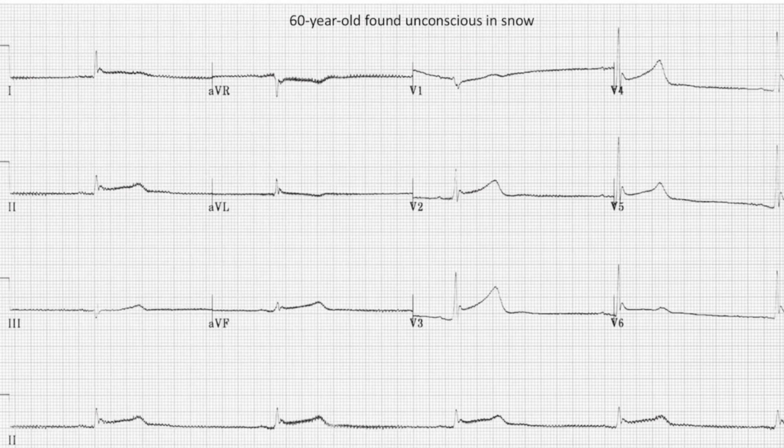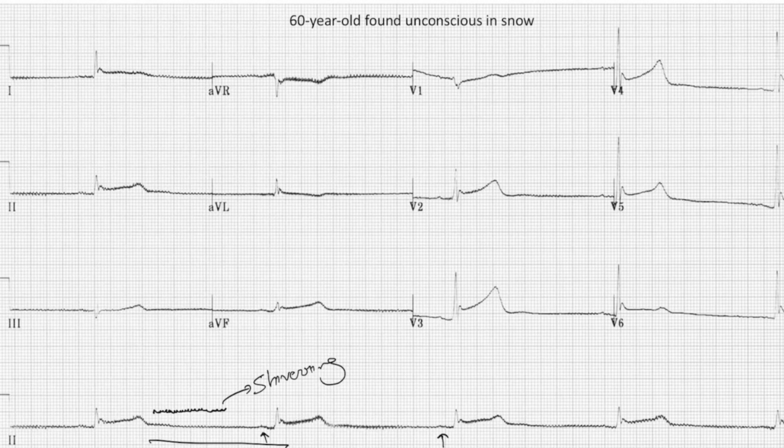So this is of a 60-year-old who's found unconscious in snow. So the rate seems to be less than 30. The axis seems to be okay. The rhythm is a little tricky. Notice how the baseline is not even. In other words, you can see that there are very frequent ups and downs, and also there's some semblance of what looks like a P wave. So this is likely sinus bradycardia, and the uneven baseline that you're seeing is likely related to underlying shivering.